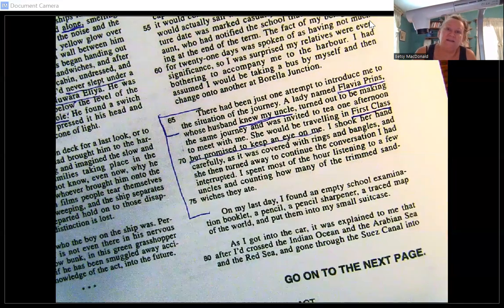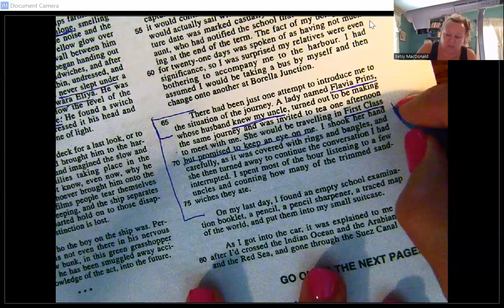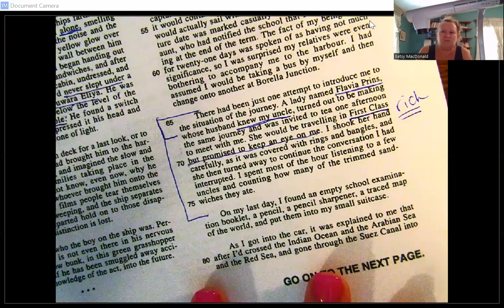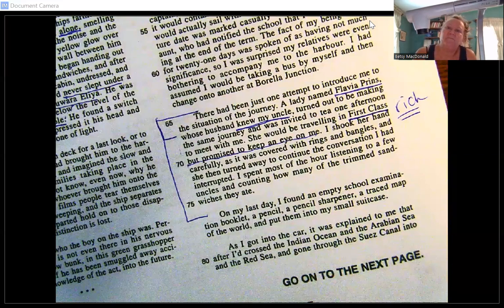I shook her hand carefully as if it was covered with rings and bangles. So she's rich. Our little boy probably isn't, right? Make notes, understand what's going on. And then she turned away to continue the conversation I had interrupted.